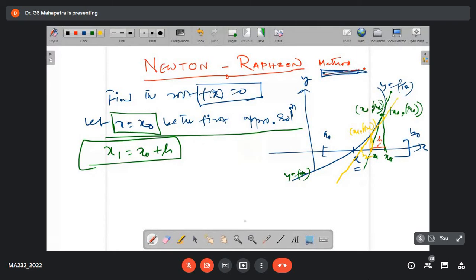Correct. So what is the x2? Now x2 is x1 plus new h. So if you consider this one h1, this is h2. Okay. So this one is the h2. Fine. Any doubt?